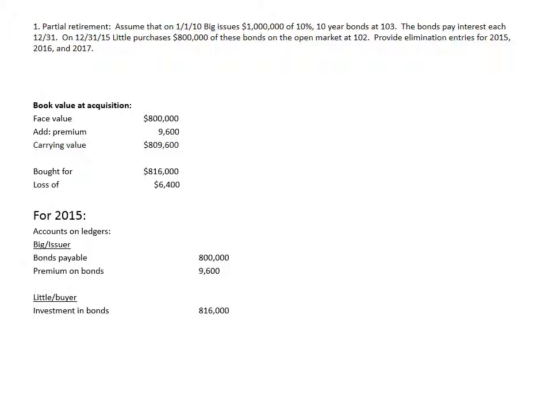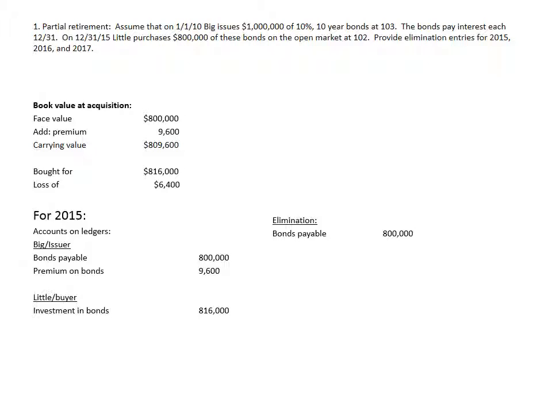Again, what we're trying to lay out here is the intercompany accounts. Since the bonds weren't purchased by the affiliated entity until the end of the year, there's no intercompany interest this year. So Big Company simply has the bonds payable and the premium. And again, all we're concerned with are the intercompany bonds. Big Company's total bonds are $1 million, but we're only concerned with the portion that were bought by the related party. Little, the bond buyer, has investment in bonds of $816,000.